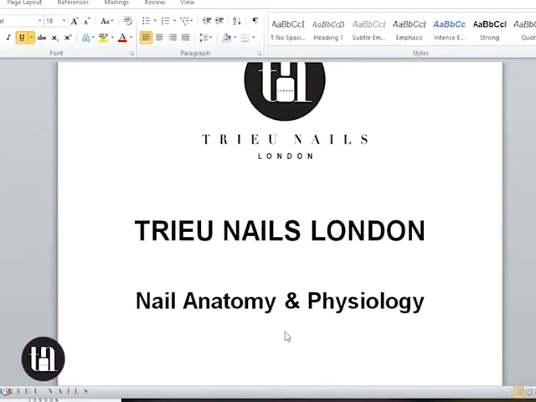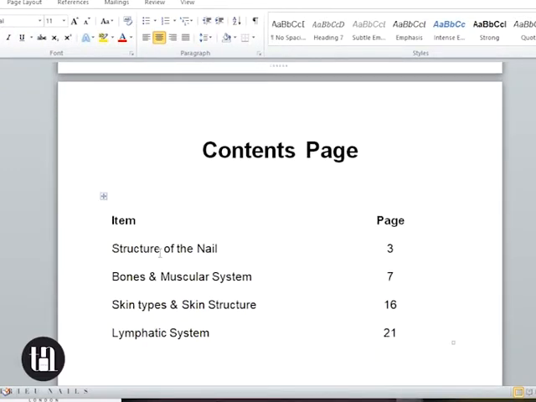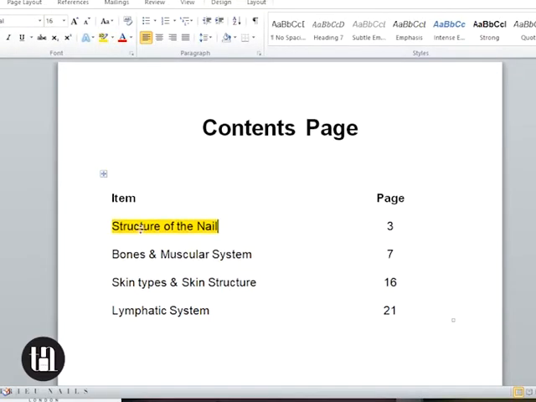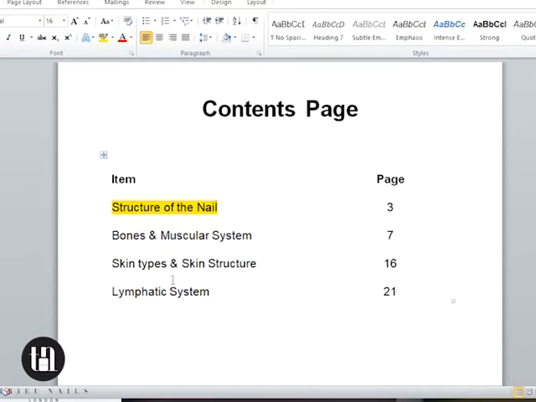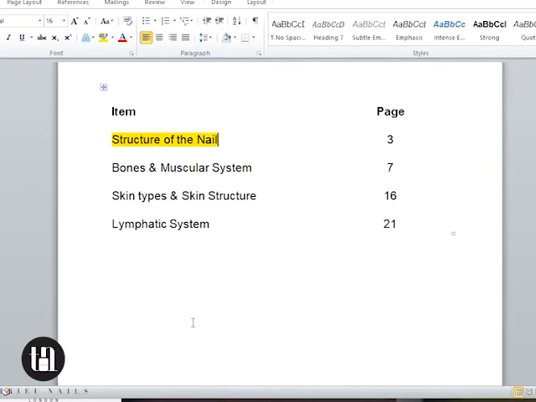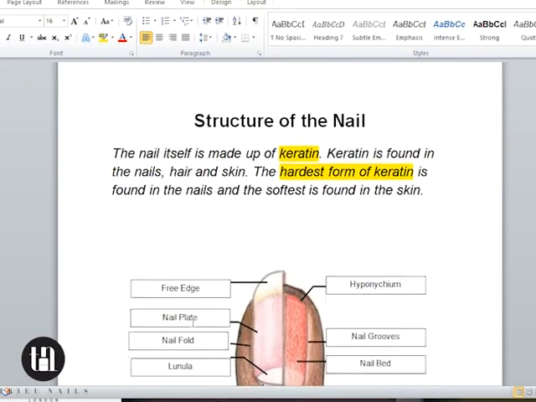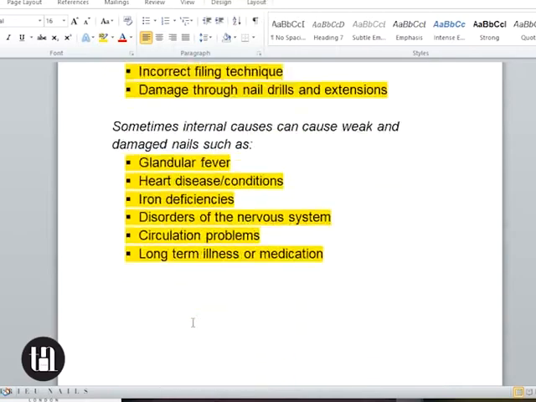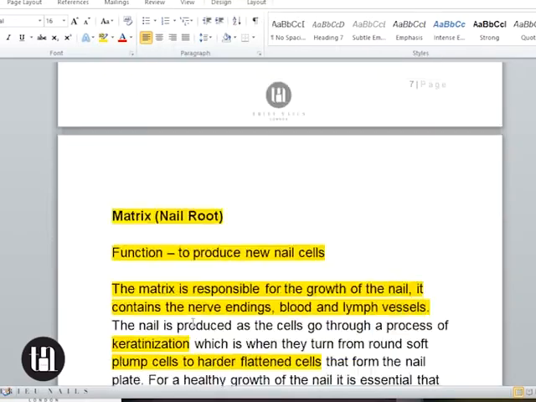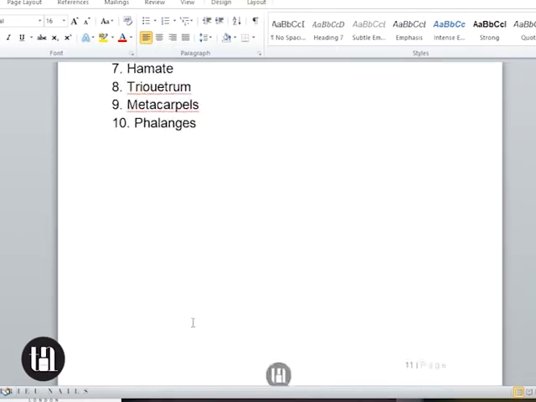Part 3 on nail theory, nail anatomy and physiology. In the previous video, we went over the structure of the nail, and in today's video, we'll be going over the bones and muscular system. This is quite a big topic in terms of the series, so be ready to learn new concepts and new terms and what each bone and muscle does. So let's start.